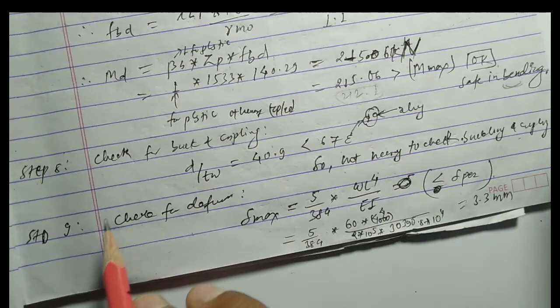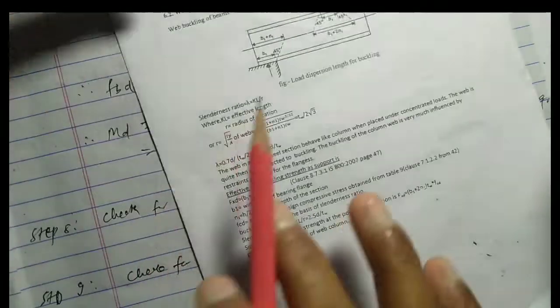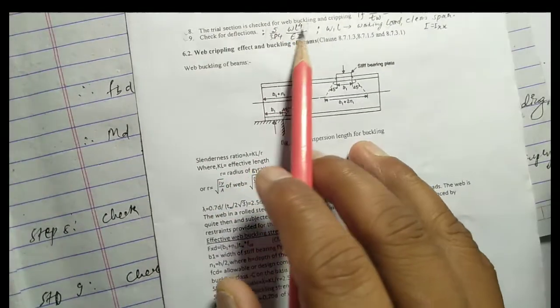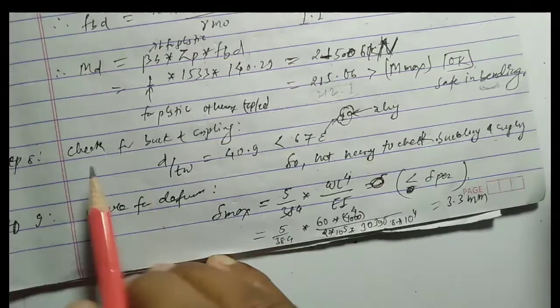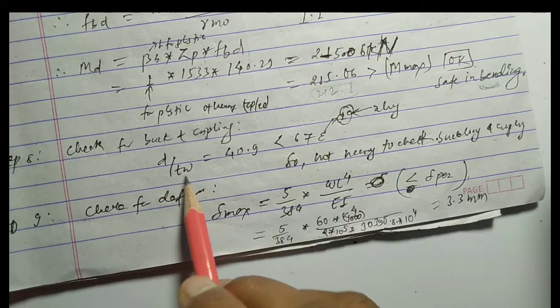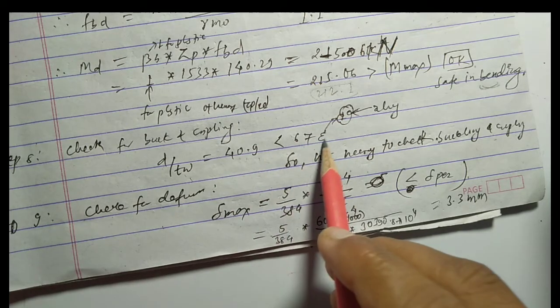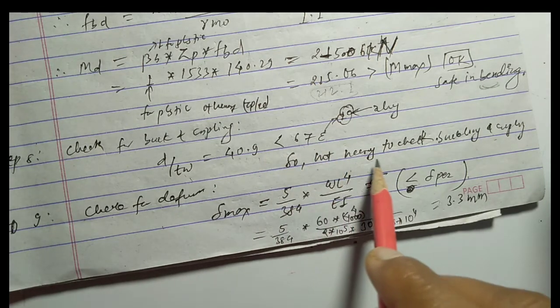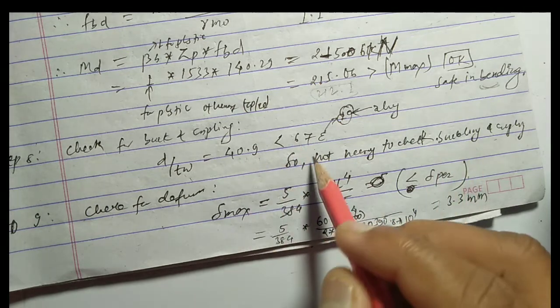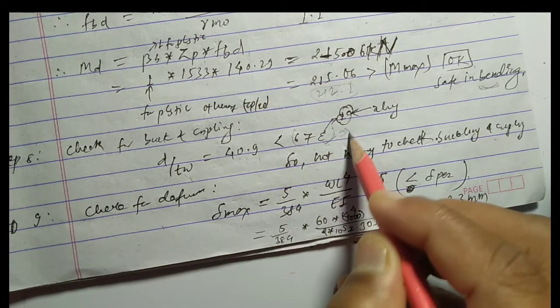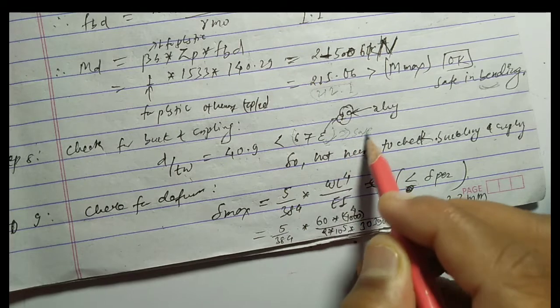Now we have to go to the next step, step number 8. In step number 8, we have to check the trial section for web buckling and crippling. For web buckling and crippling we have to calculate d by tw, that is 40.9, which is less than 67 epsilon. So we do not need to check buckling and crippling, because this gives the safe result. Our design is safe.